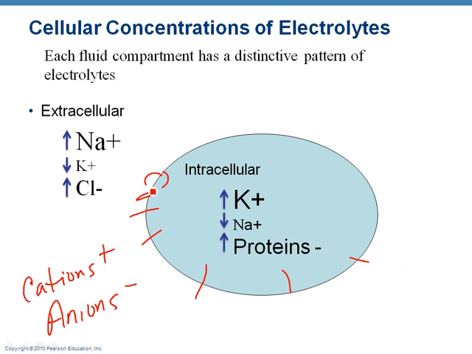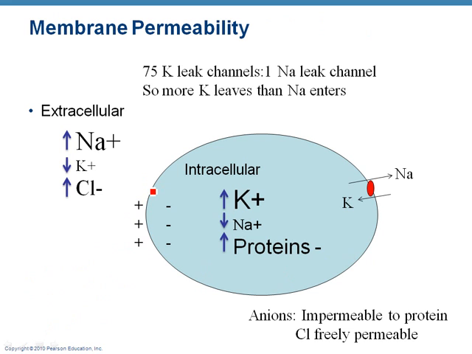But because of a special setup of leak channels and something called a sodium-potassium ATPase, or a pump, we have a differential distribution of these ions. Let me show you how that happens. You basically have more potassium channels than you have sodium channels. So for every one sodium channel, you have about 75 potassium channels. Okay? That means a whole lot more potassium can flow out of the cell than sodium can flow into the cell. So every time potassium leaves, it takes a plus with it. So more pluses are leaving than pluses are entering. So that gives it a more negative charge on the inside.